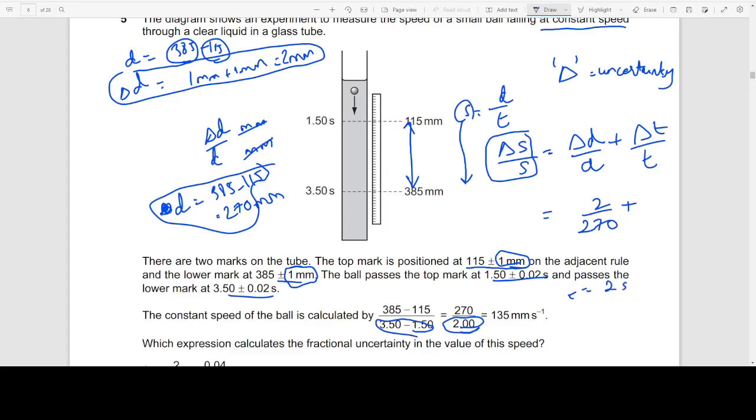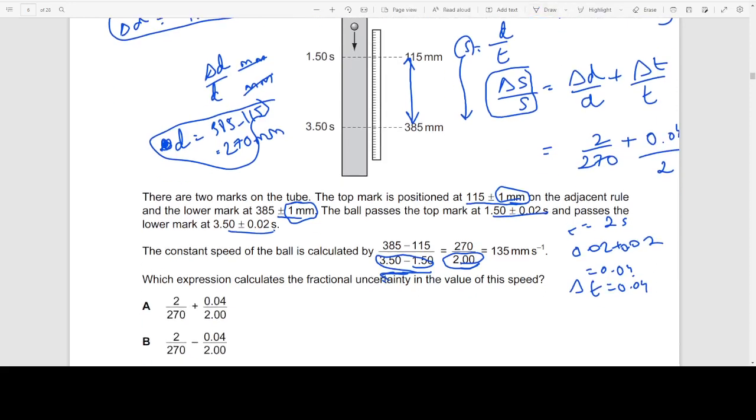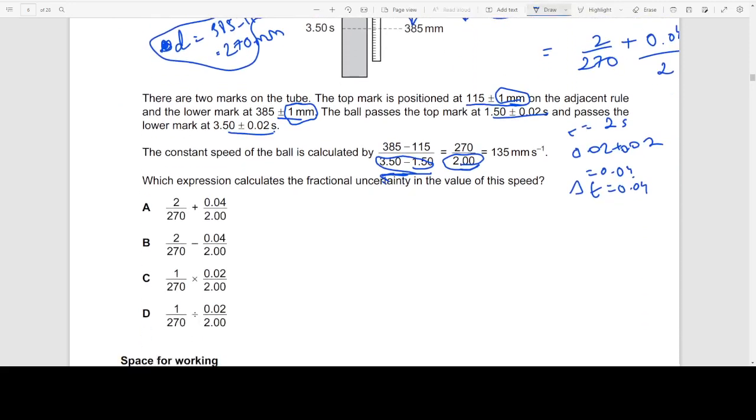Now again I had told you that since we are subtracting these times, 3.5 minus 1.5, to calculate the change in time, we'll add their uncertainties, because we are just adding them or subtracting the original value. So we'll have to add the uncertainties. So 0.02 plus 0.02, which is 0.04. So uncertainty is 0.04. So delta T is 0.04 upon T is 2 seconds. So the final answer is going to be this.